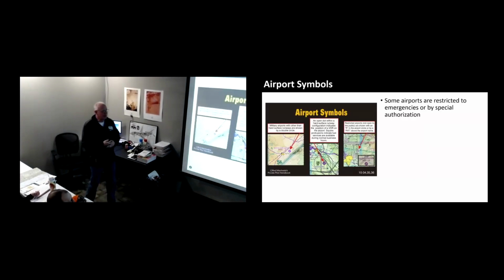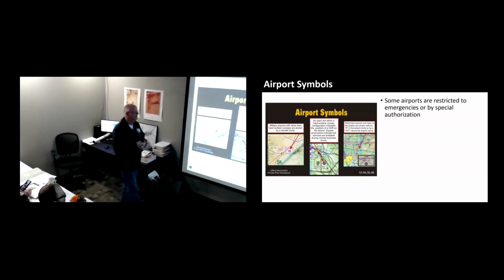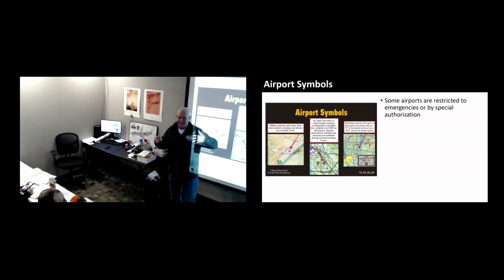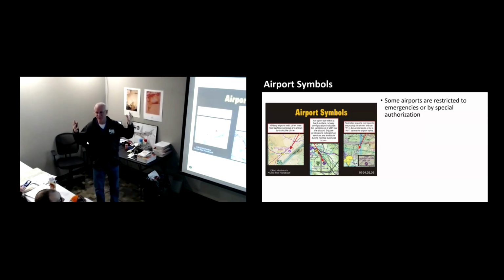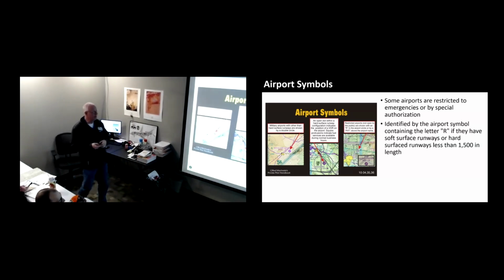All right. Some airports are restricted. Okay, as with other things, right? If you see something that has a R, okay, that means it's a restricted field. That means that you can't land there unless you have explicit permission from the owner or the controlling authority to land there, except when an emergency, right? Okay. All right, if you have an emergency, you can land there. Otherwise, you need special authority and permission to land there. Okay.